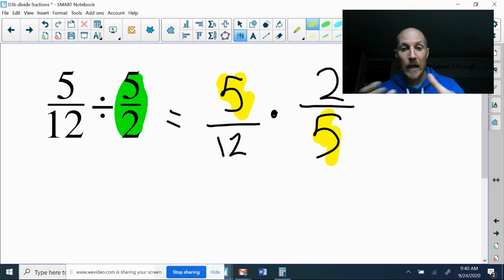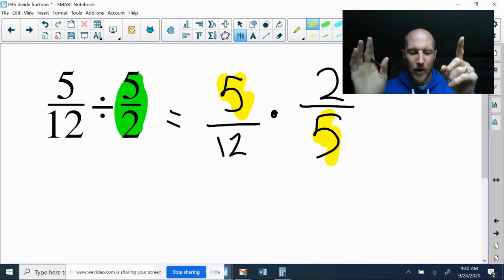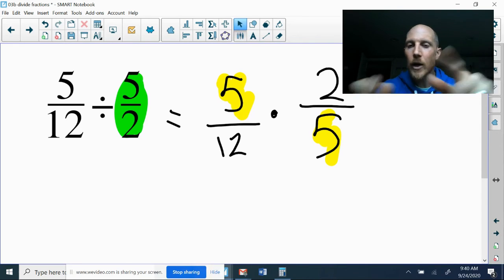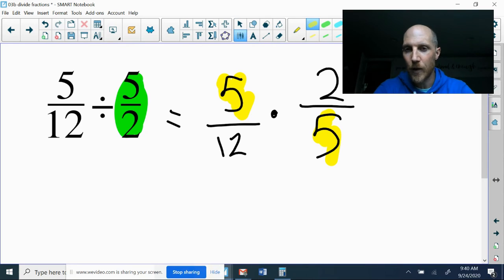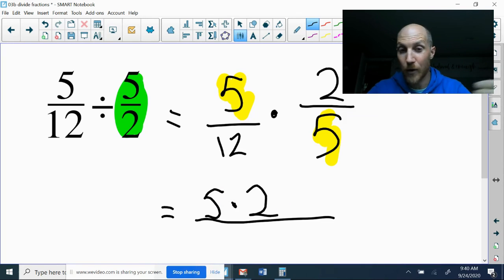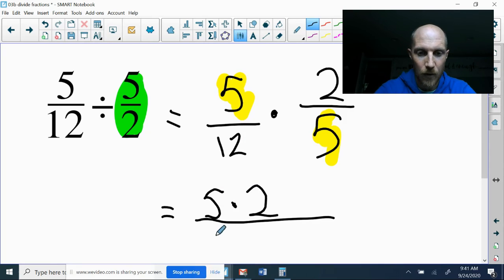Since these are both the exact same number, I should explain instead of doing things mentally. I'm going to cancel them because 5 divided by 5 equals 1. Here's why that's possible. You normally would not write this out this way, but let's just think about it this way. I'm going to multiply the top times the top, so that's 5 times 2. And I'm just going to write it as 5 times 2 instead of actually doing the multiplication. And then on the bottom, 12 times 5.